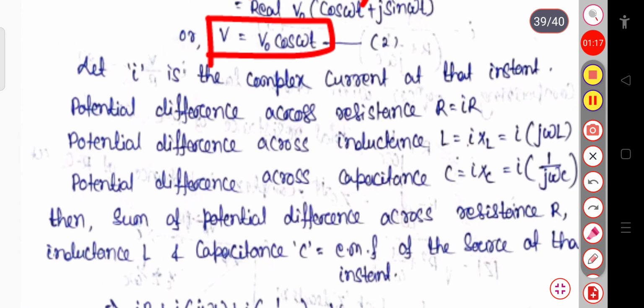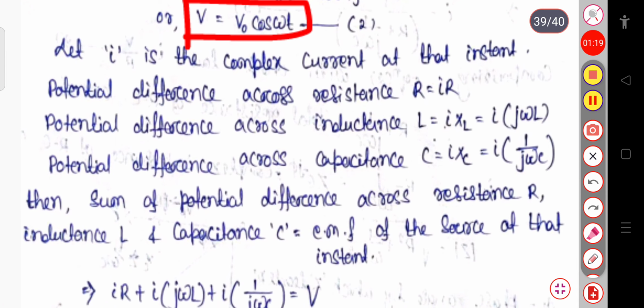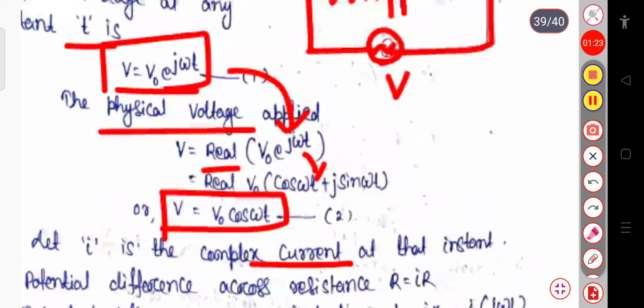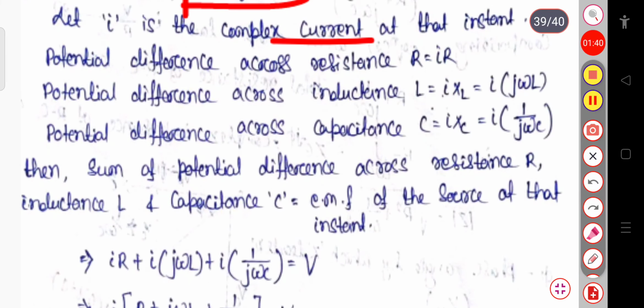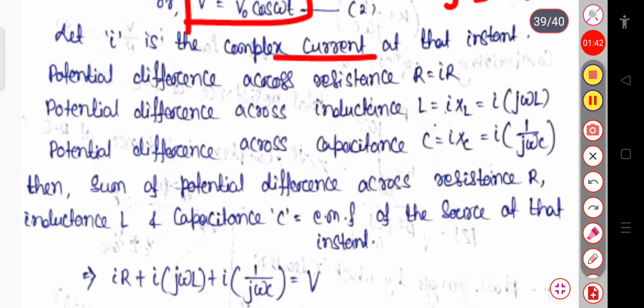Now let us consider the small i. It is the complex current at that instant. Here we have considered j as the imaginary number, equal to root over minus 1, and the value of j square will be equal to minus 1. Now the potential difference across the resistance R will be equal to IR.